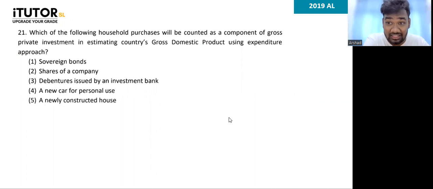I told you all, there is something that the household spend, but you don't include it under consumption, you include it under gross investment. Which one? Sovereign bonds, shares of a company, debentures, a new car, a newly constructed house. 1, 2, 3, 4, 5. If you were there last class, you can give me an answer unless you were daydreaming. Yes, I did explain this before. The answer is number 5.